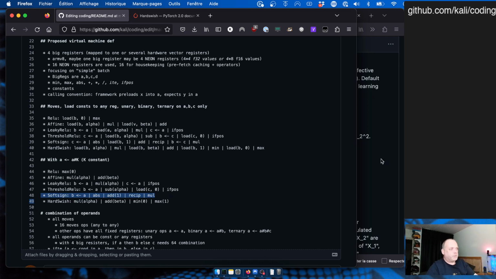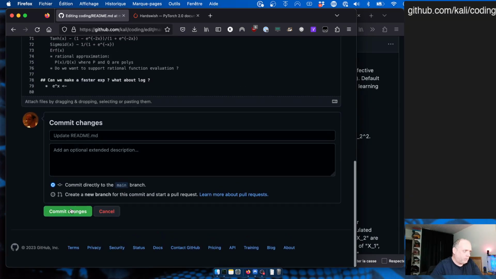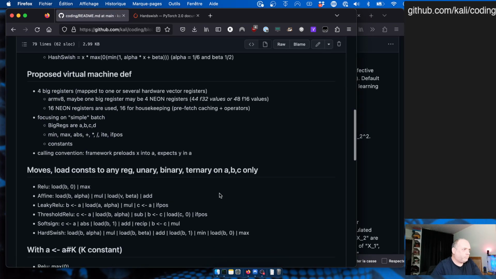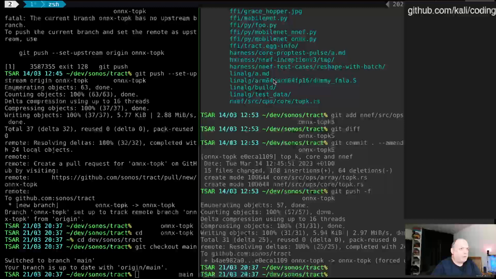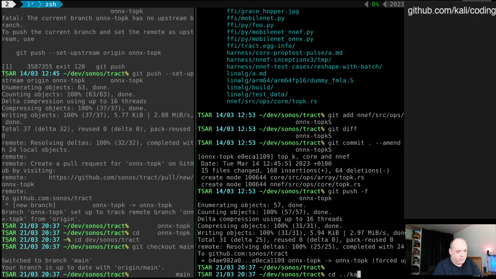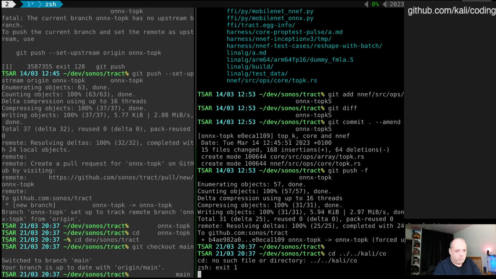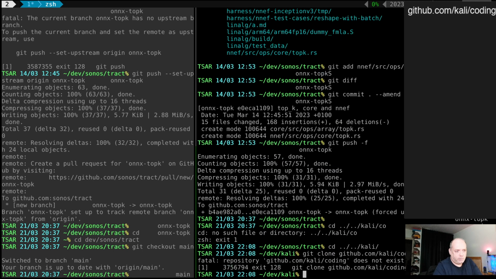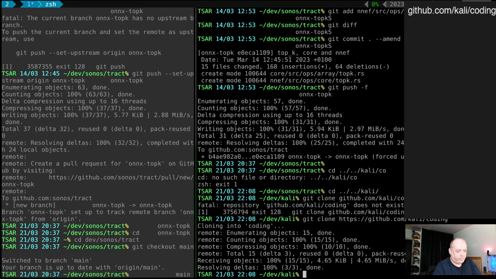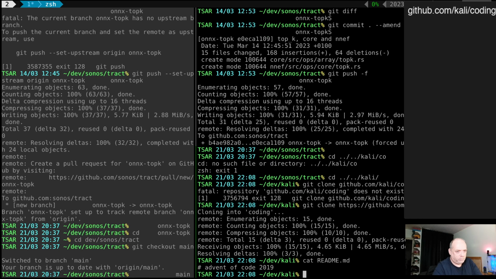Okay, let's do some Rust now. Let's save this. Yes, it's GitHub, so I have a commit button somewhere. Okie dokie. I haven't checked it out yet. Git clone github.com/Kali coding.